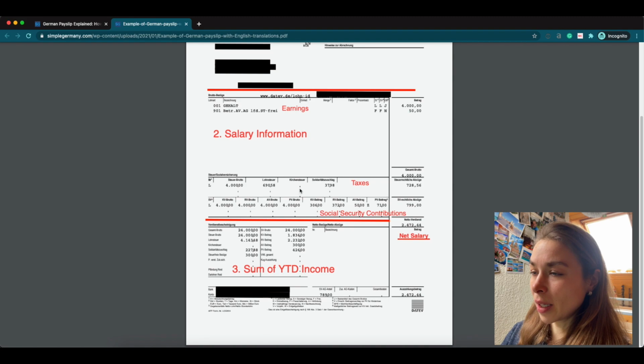which in this case is €690.58. You would also pay taxes for church, which in this payslip, the person is not part of the church, so there is no church tax, but it will be listed here.